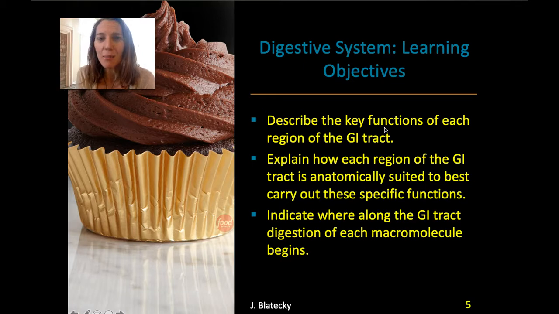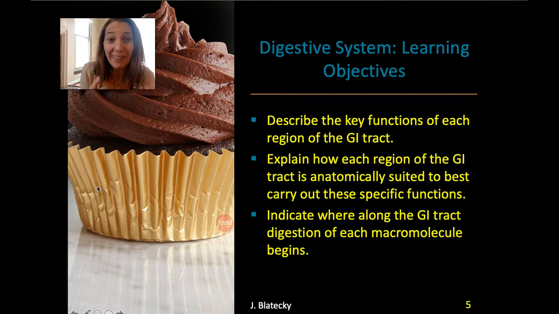And then we've got to think about, okay, now that we understand the function, what are the anatomical adaptations that allow that part of the body to carry out that function? And then last, what I want to weave in as we go through each of these different parts of the GI tract is looking at where digestion of each of the macromolecules begins.